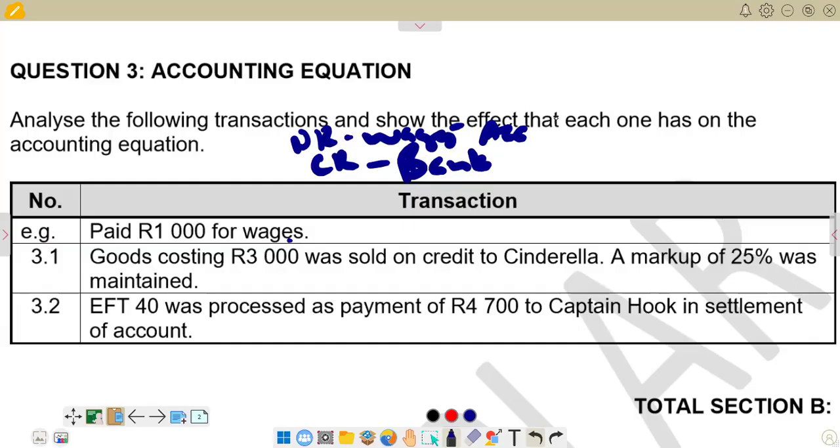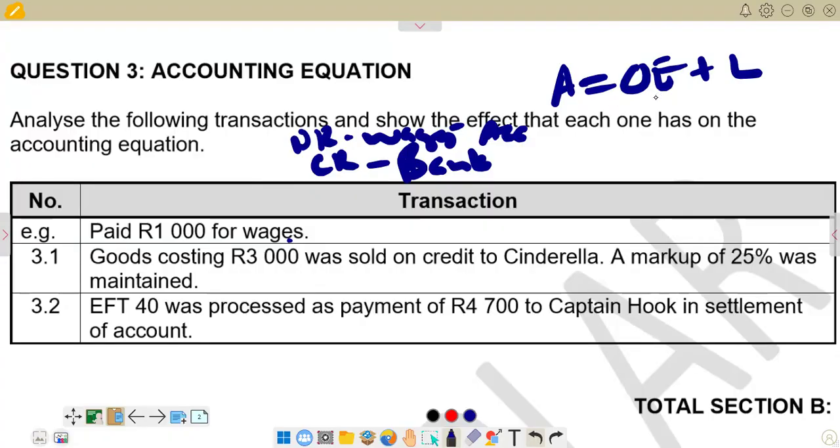What is it affecting on the accounting equation? Remember, the accounting equation says assets is equal to owner's equity plus liabilities. So you see that wages is an expense, so we adjust it in the income statement, whereby it's going to reduce the figure for profit that we have. Net profit is also used to calculate owner's equity, so whenever net profit is reduced, owner's equity is also going to be reduced.